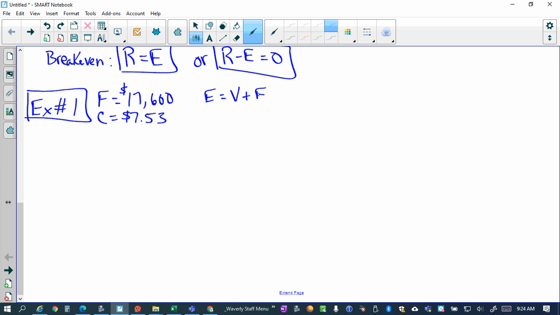If you remember from back up, maybe we did some substituting. Is there a way to get a Q into this equation? Don't forget, V equals CQ, doesn't it? So, do we have a C? Yes. So let's rewrite our expense function. E equals what? 7.53 Q plus what? F.